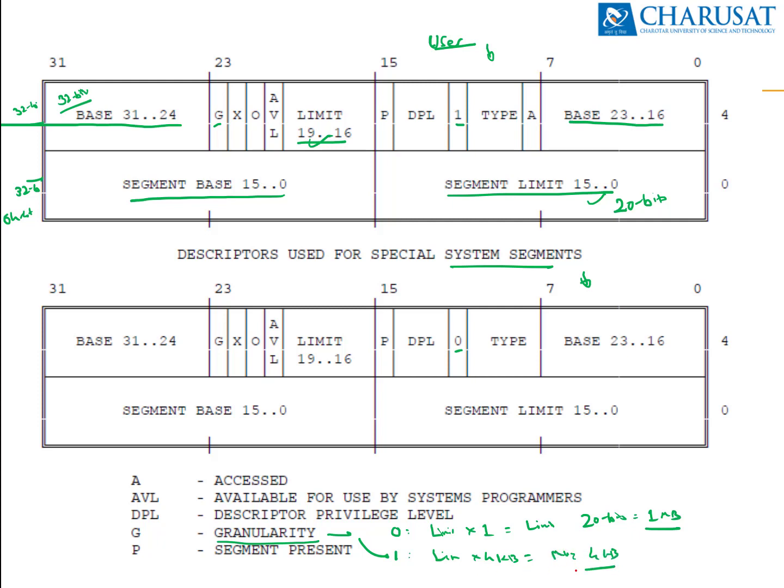So in that way we can extend the size of any segment by changing the granularity bit from 0 to 1. If it is 1, the limit field will be multiplied by 4 KB. If it is 0, the limit is used as it is to check whether the instruction or data is accessed outside of the segment or not.